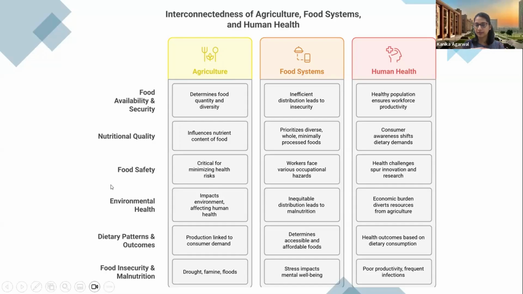When we look at food safety, we're looking at minimizing health risk. It could be tilting towards organic foods. It could be reduced utilization of chemicals, pesticides or insecticides while we're growing crops. It is important to know that a lot of workers or farmers face a lot of occupational hazards because of pesticide exposure, which ends up affecting their health. And with this, there are a lot of health challenges that they face.